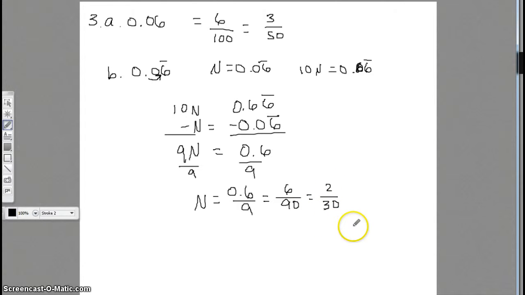Oh, we can go even further. Both of these are even numbers. So when we divide 2 by 2, we get 1. When we divide 30 by 2, we get 15. So for number 3, part B, 1/15 is the answer.